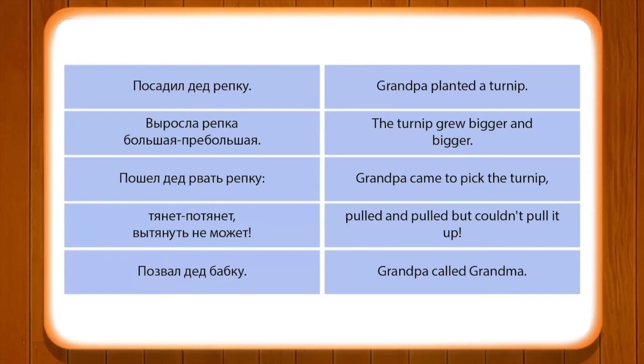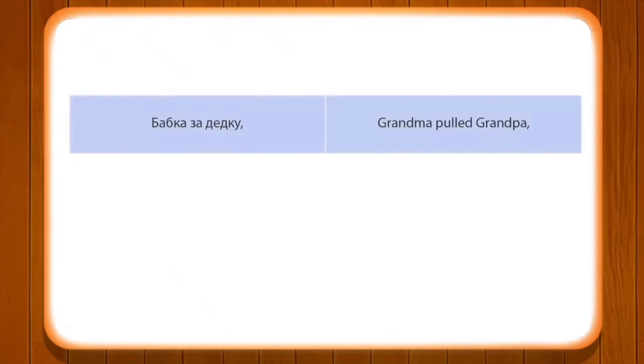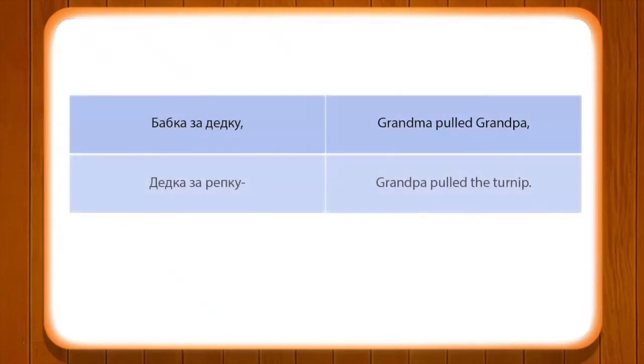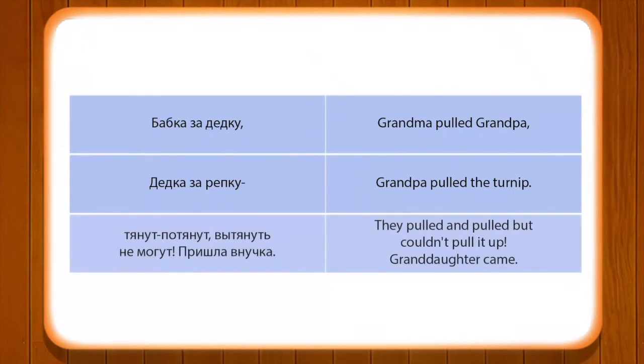Pazwal jet baapko. That means to call somebody. So here, if you simplify it, jet pazwal baapko. That means the grandfather called the grandmother. Of course, not his grandmother but his wife. So the next sentence we have Baap kaza jietko. Jet kaza riepko. Chyanit pachyanit vychinit nimogut.